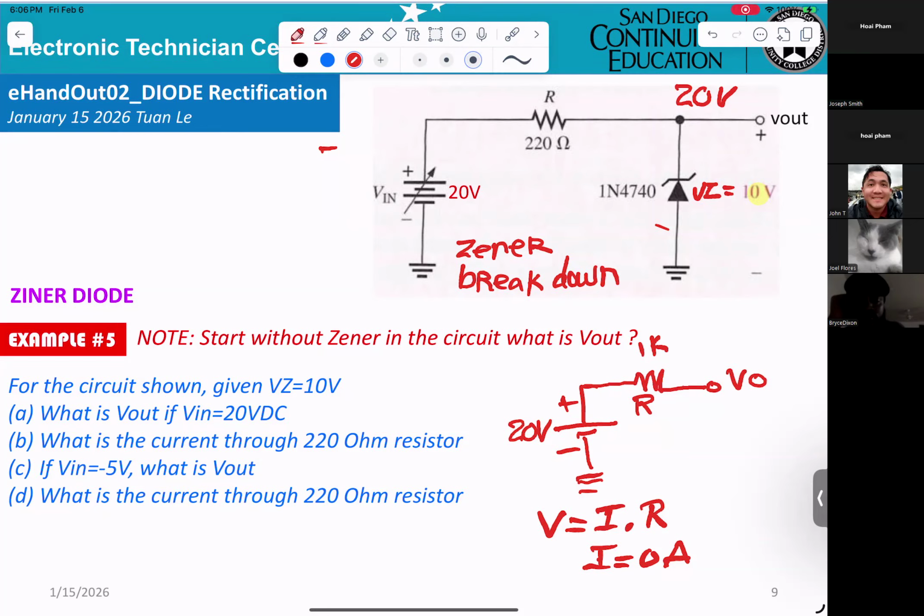Okay, then the answer is 10 because 20 is higher than 10. Exactly. The Zener goes according to the manufacturer. It cannot be 20. Now it will be 10. 10 volt.